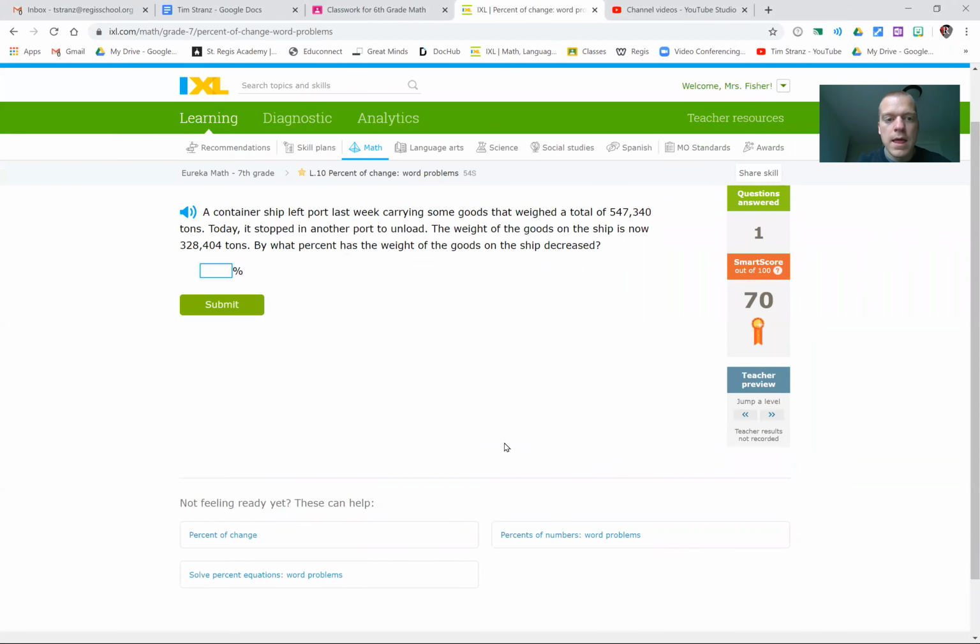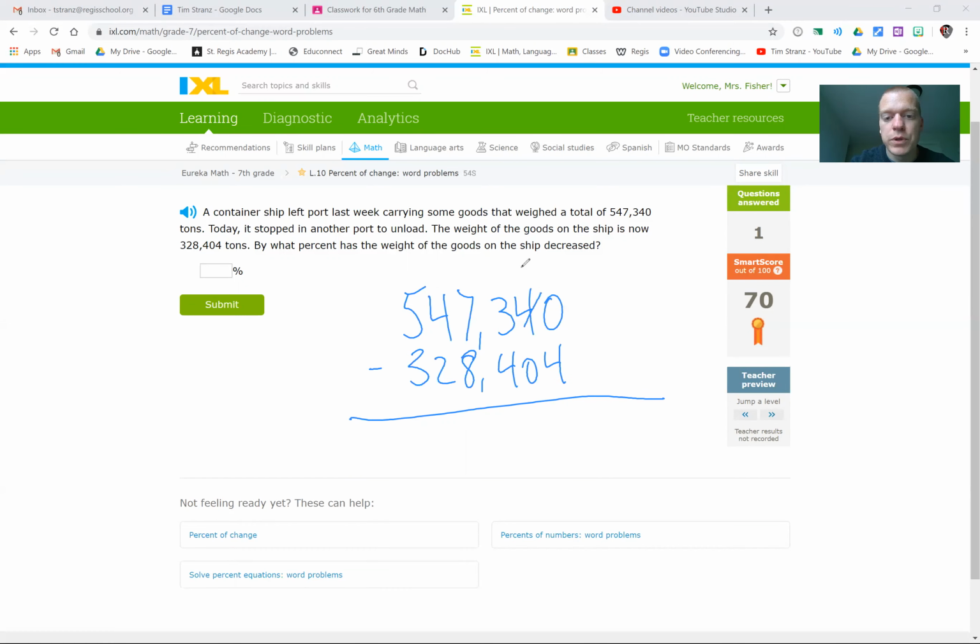Okay, so a container ship left port last week carrying some goods that weighed a total of 547,340 tons. Today it stopped into another port to unload. The weight of the goods on the ship is now 328,404. What is the percent decrease, right? So you need to take 547,340, subtract 328,404. Okay, do some borrowing.